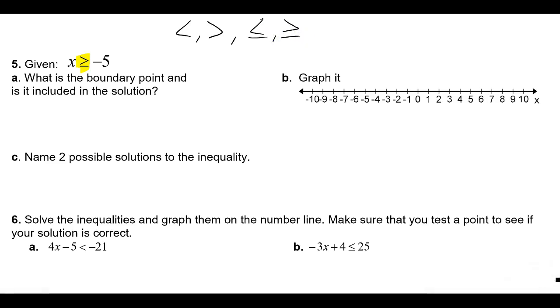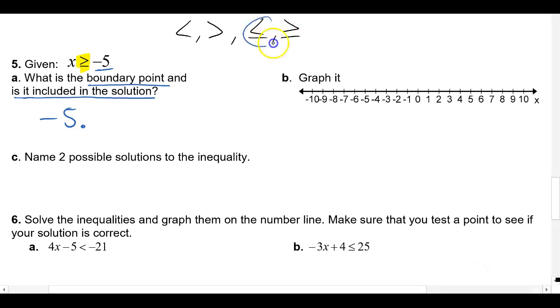Given this inequality, which says x is greater than or equal to -5, the question is, what is the boundary point? The boundary point is simply whatever this number is. That's telling us our limit, or the point that tells us how far we can go. So that point is just the number that is in your inequality. So it's -5. And the second question is, is it included in the solution? Is -5 actually part of the solution? Can it be an answer?